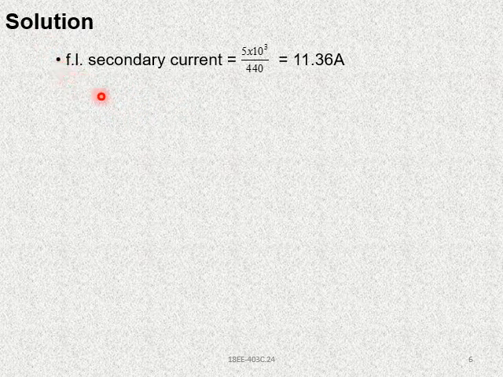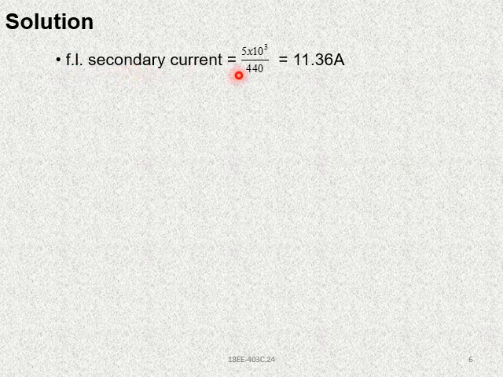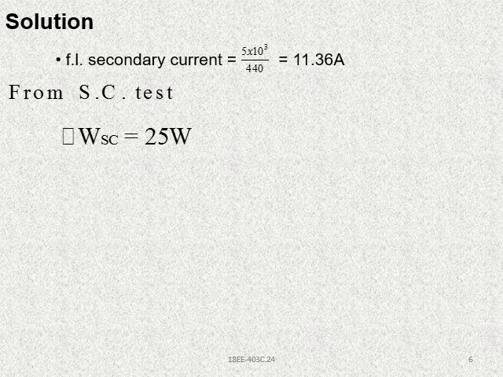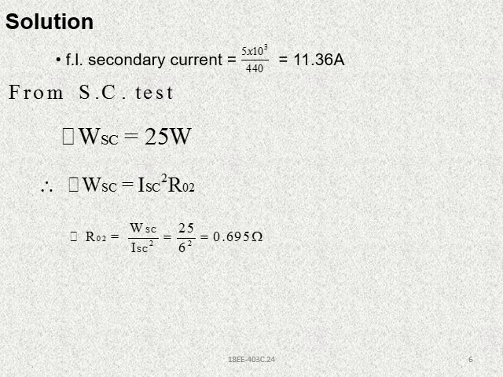And now the solution for this: full load secondary current is equal to 5 into 10 power 3 by 440, which is equal to 11.36 amps. And from the SC test, let's see W SC of 25 watts. We know that W SC is equal to I SC square R naught 2, and R naught 2 is equal to W SC by I SC square, which is 25 by 6 square, which gives 0.695 ohms.